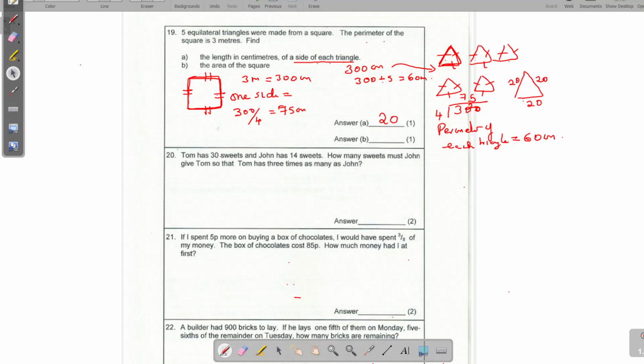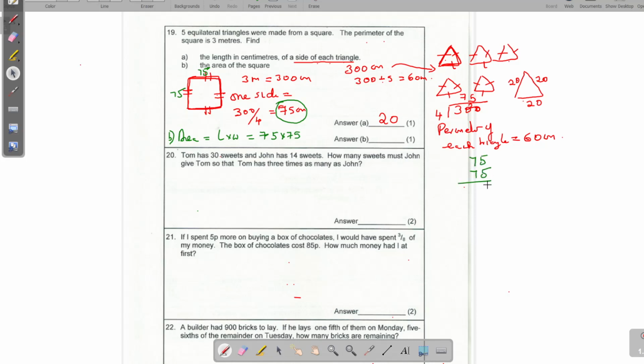We worked out already the length is 75 each side. So to find the area, what do we do? Area is length times width, so which will be 75, that's B. 75 times 75. We can multiply 75 times 75.